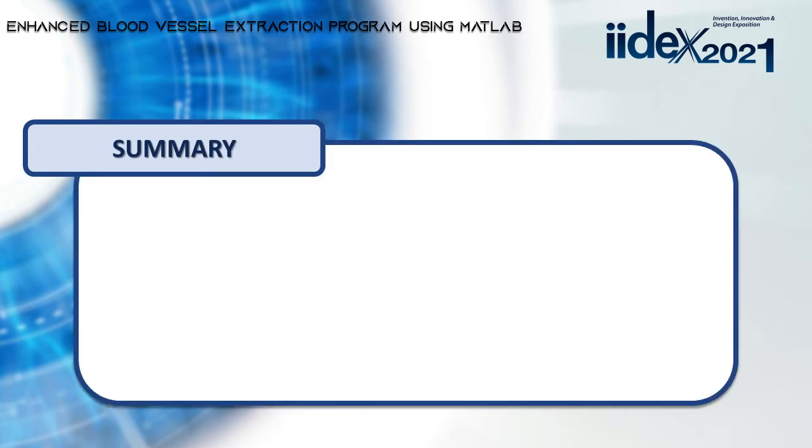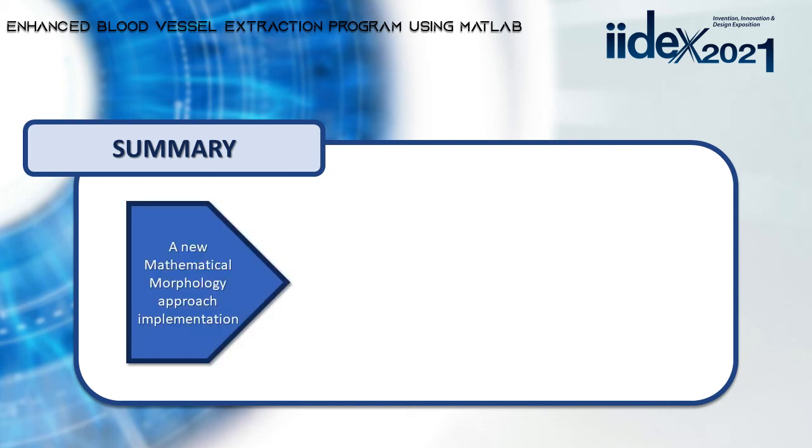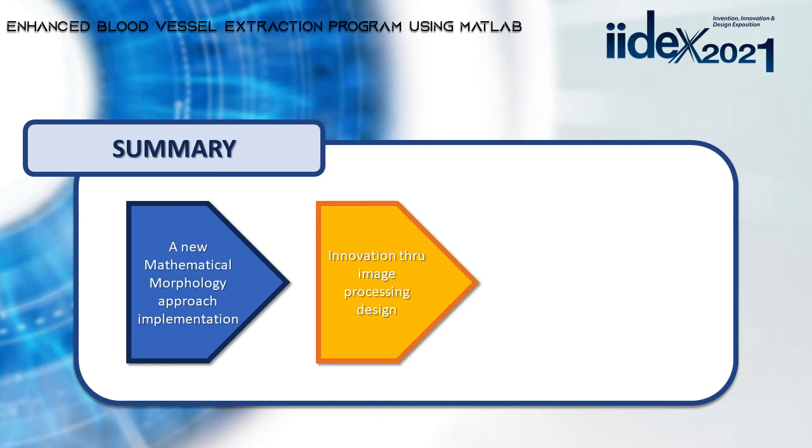As for the summary, with this project, we demonstrate a new mathematical morphology approach with the combination of top hat and bottom hat image transformation techniques to improve the retinal blood vessel image conversion. The innovation is shown through the image processing design with the programming algorithm that uses a simple technique but has given good performance results.